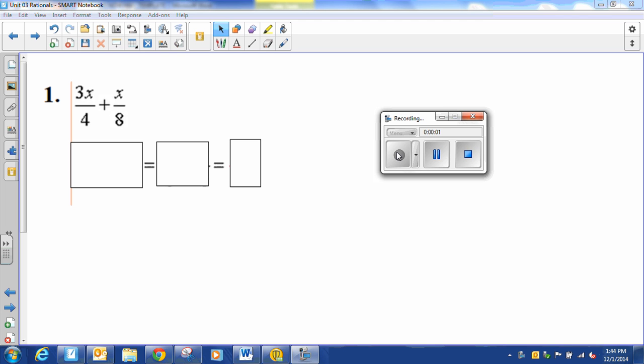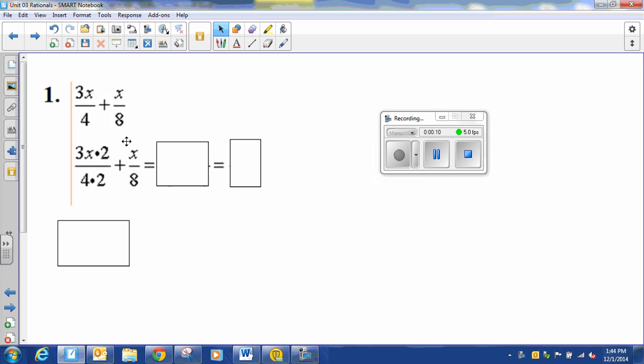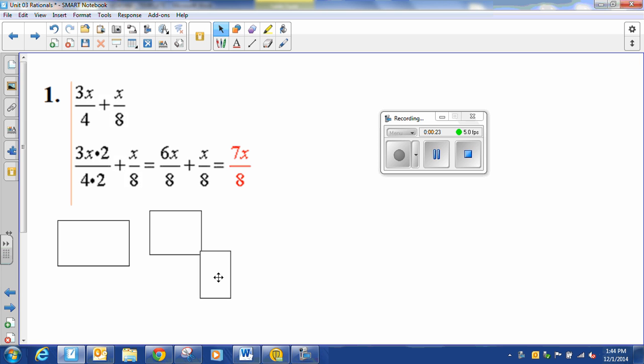Okay, this is day 2 of adding and subtracting rational expressions. Let's look at number 1. We have 3x over 4 plus x over 8. In order to create the common denominator, we need to multiply this by 2. Multiply the numerator and the denominator by 2, giving us 6x over 8 plus x over 8. Final answer is 7x over 8.